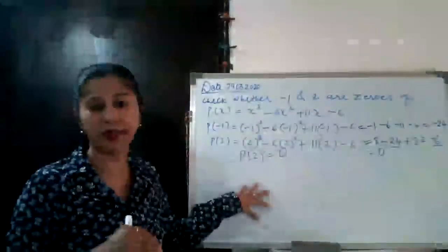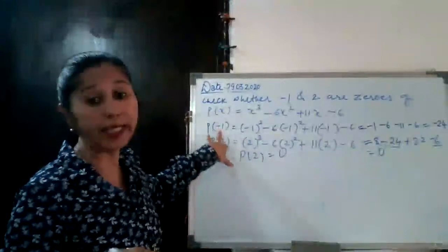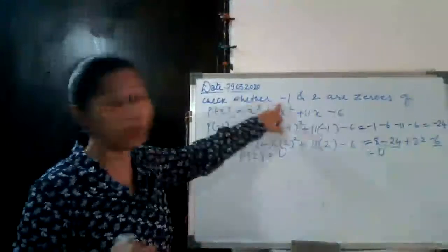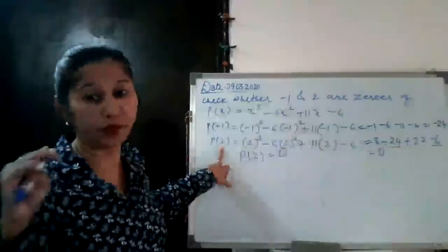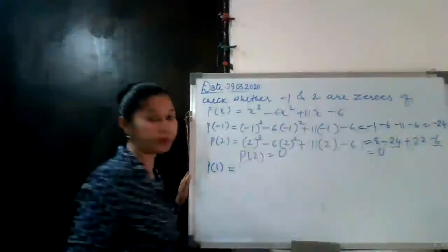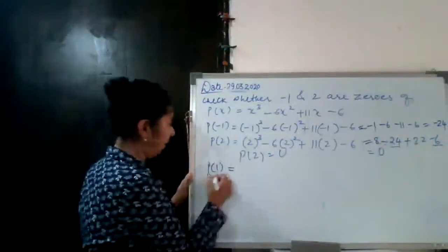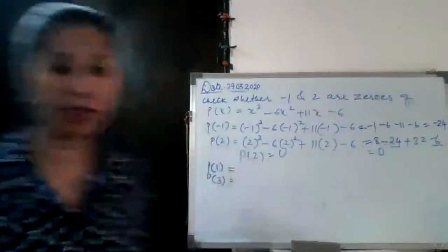You know how to write the steps. I'm just trying to cut down the steps right now. Okay, so what would you conclude? Yes, minus 1 is not a 0, whereas 2 is a 0. Similarly, if I try with P of 1 and P of 3, put it down quickly. P of 1 and P of 3.